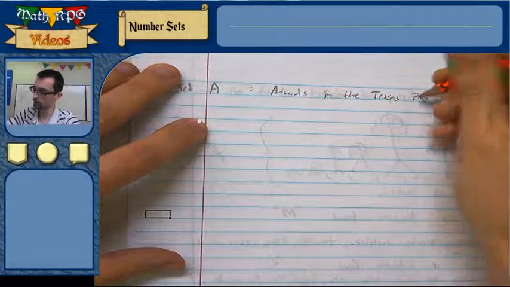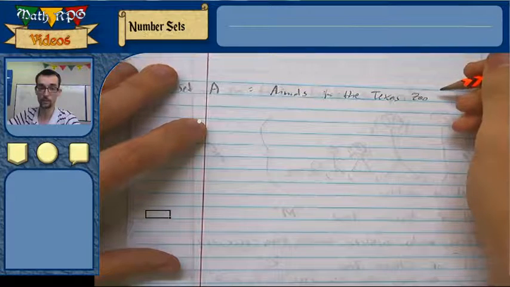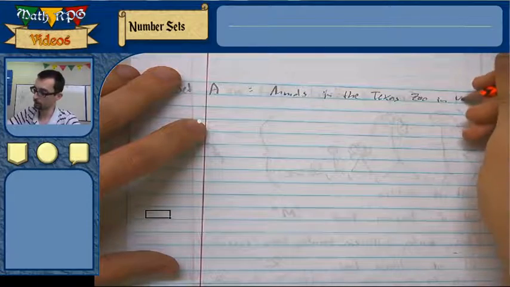Okay, I took my kids there a couple months ago, actually, during the summer. They enjoyed it a lot. It was really fun.